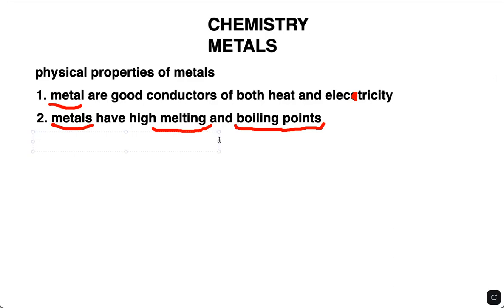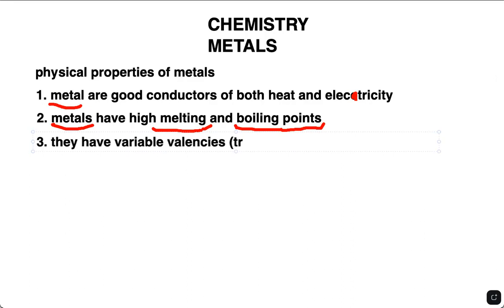Property number 3, we are saying that metals, now these metals, I will specify at the end of the day, they have variable valences.